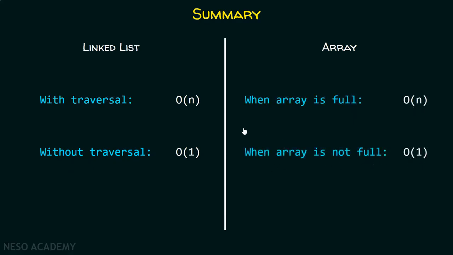You can see over here that linked list has an advantage over array. Why is that so? Because we can't guarantee when the array is full and when the array is not full. If the array is full, then the time complexity will be big O of n. If the array is not full, then it is big O of 1. We can always control the traversal procedure in case of linked list. We can avoid traversal. So time complexity can always be big O of 1. So linked list has an advantage over array.